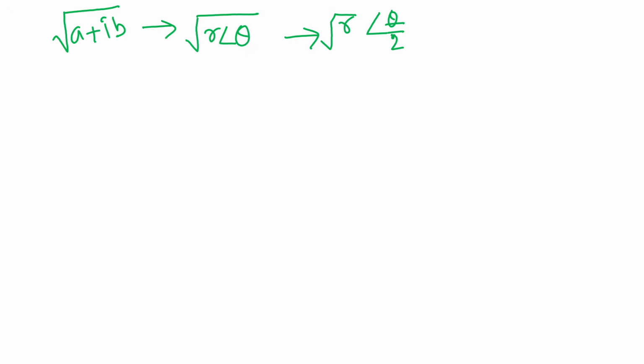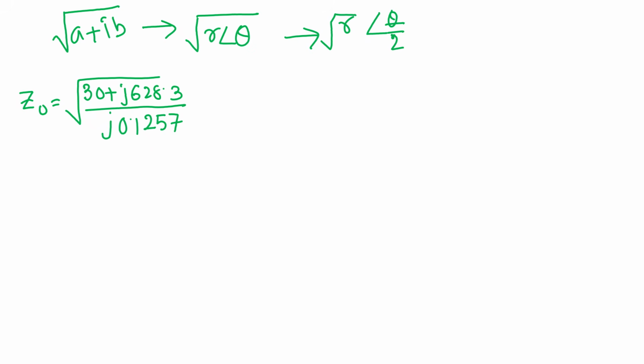So what we have is Z0 equals 30 plus j 628.3 whole divided by j 0.1257. And what we can do is convert this into two different polar numbers: r1 theta 1 corresponding to 30 plus j 628.3, divided by r2 theta 2 corresponding to j 0.1257.